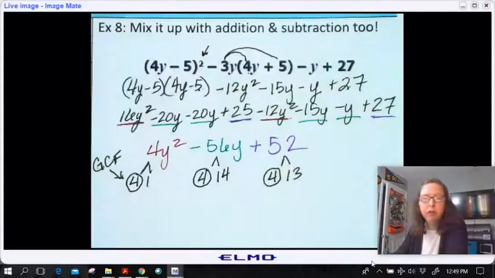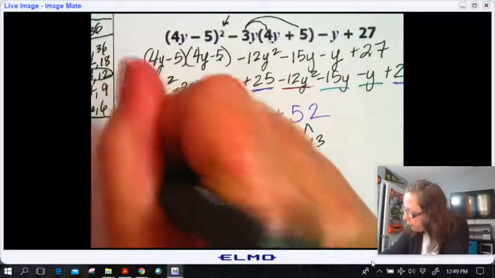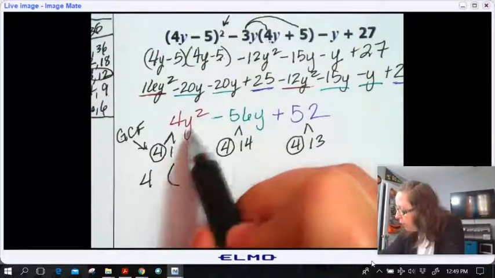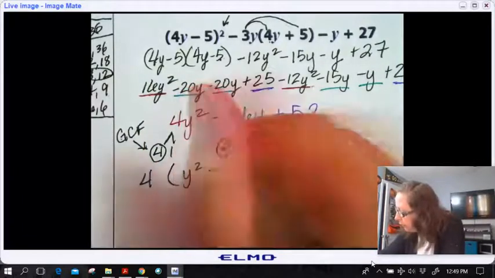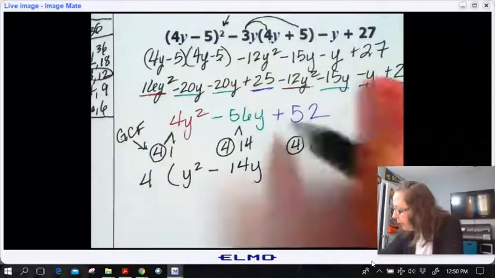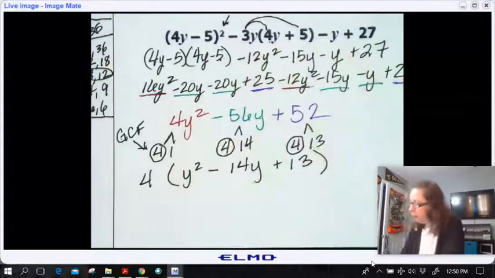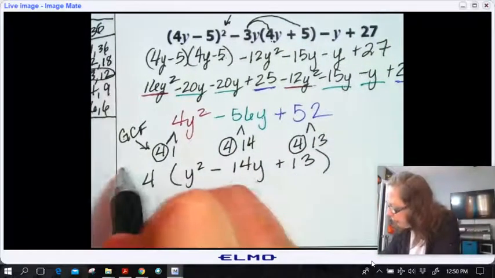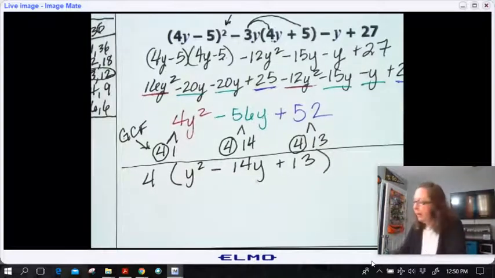So I'm going to pull that GCF out and I'm going to write my leftovers. So I have 1y squared. I have minus 14y, and then I have plus 13. Okay, so let me just draw a line here. So this is what I now have. Can I factor what's inside of these parentheses even further?